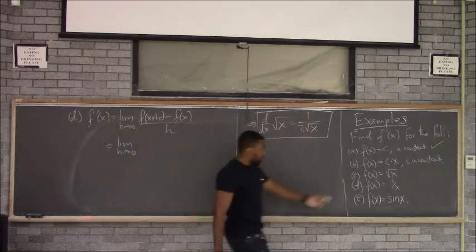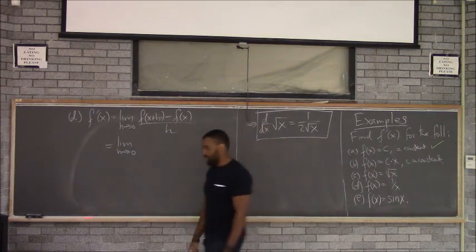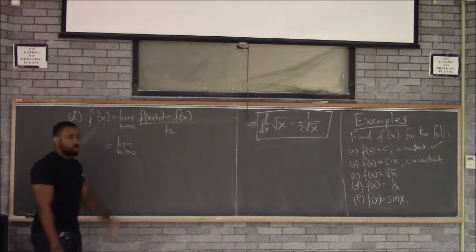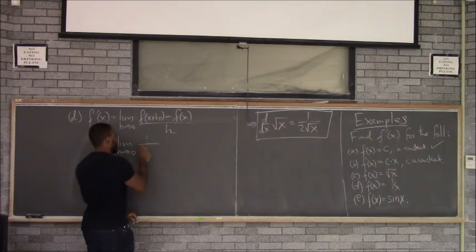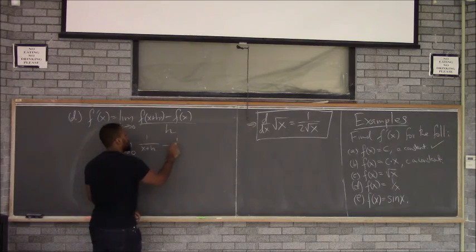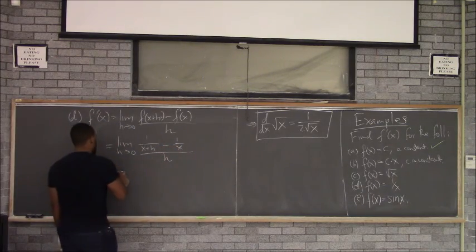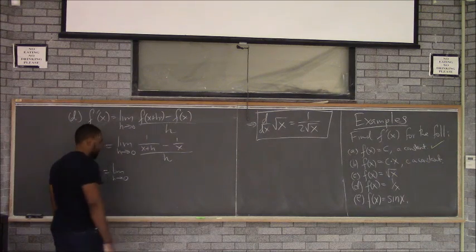Now we are looking at 1 over x. What is f of x plus h for 1 over x? Yeah. 1 over x plus h. Replace all x's with x plus h. That's your f of x plus h minus f of x, all over h. How do I find the limit of that?